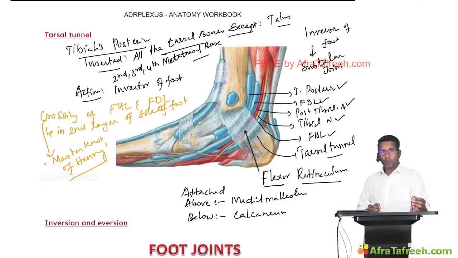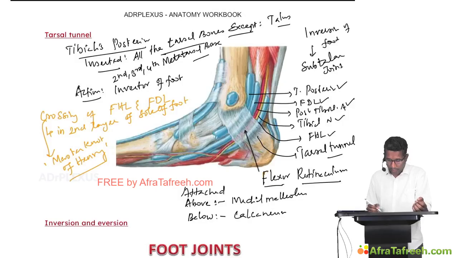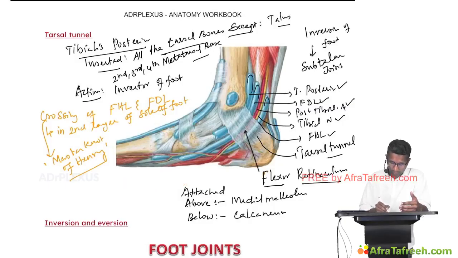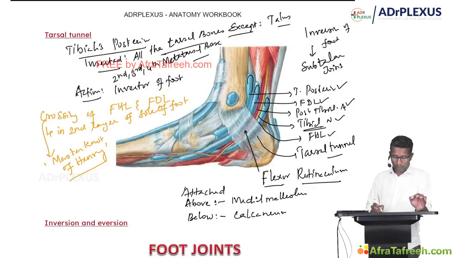Now what happens is, in inflammatory conditions like diabetes, a hypothyroid state, or rheumatoid arthritis, when the synovial sheaths which surround the tendons beautifully get inflamed, they compress the nerve which is running in the tunnel, and this nerve is nothing but the tibial nerve. This syndrome is called tarsal tunnel syndrome.